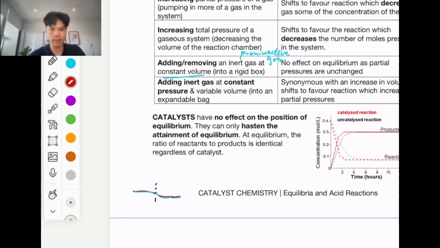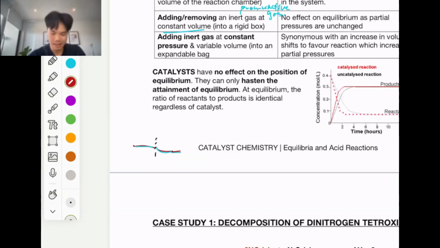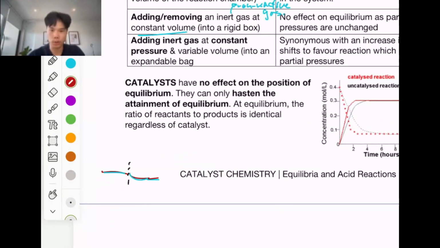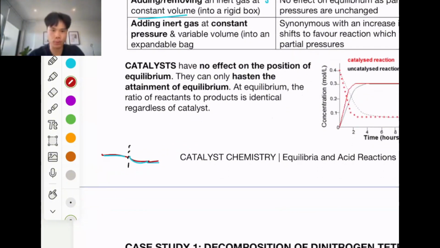Okay, nice. Catalysts, no effect on position of equilibrium. They just get you there faster. So whenever you see the questions where they add catalyst, no effect on position, no effect on Q, no effect on K, you just get to equilibrium a little bit quicker because it speeds up both the forward and reverse reaction.